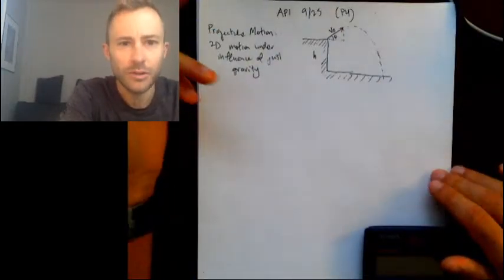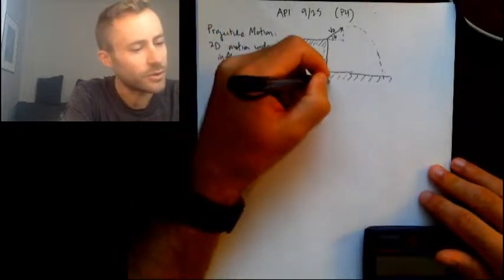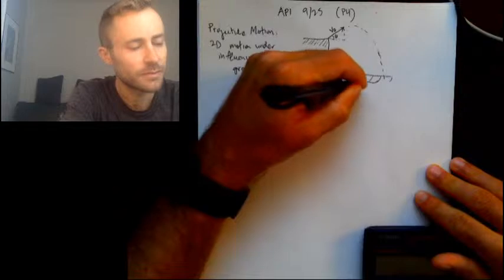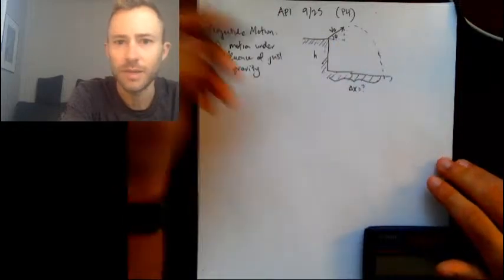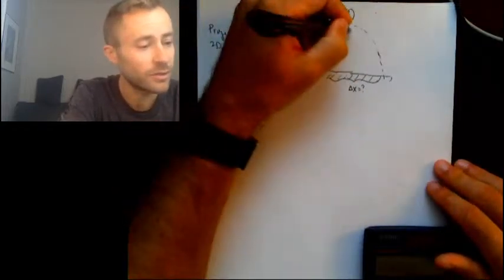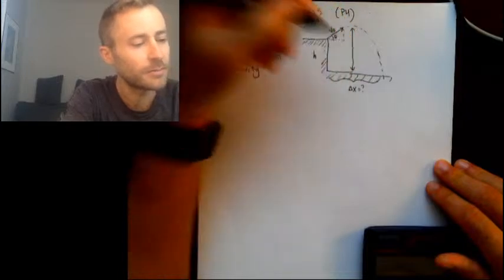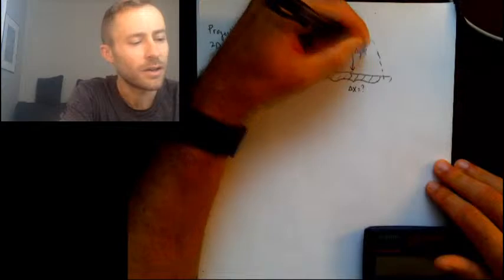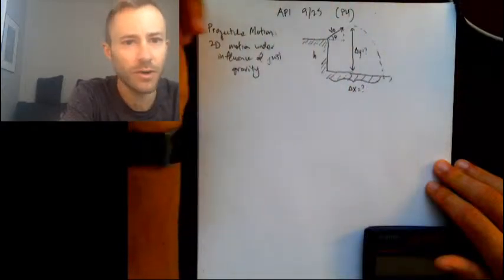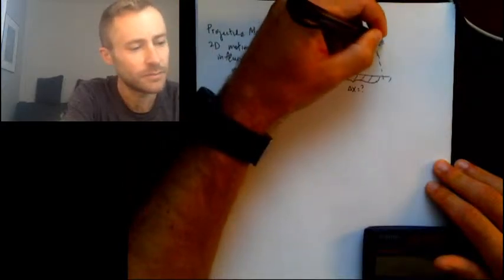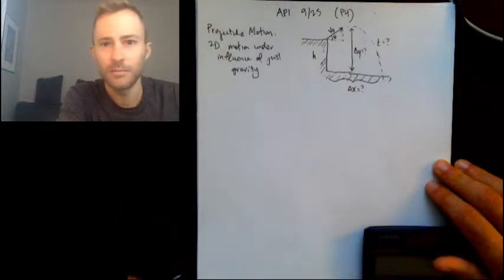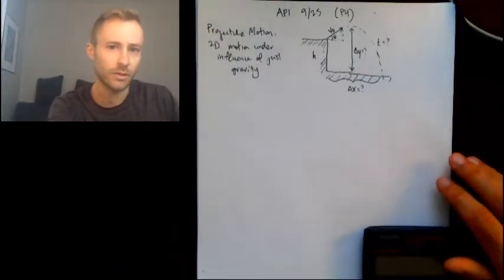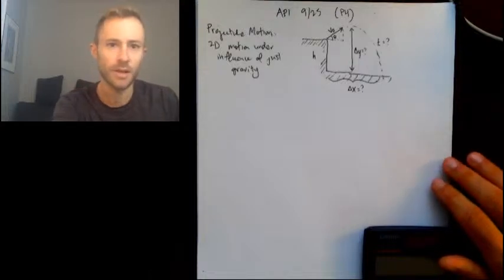So I could ask questions such as, how far does the projectile go horizontally? What is delta x? I could ask, how high does the projectile go? What is this distance right here? Delta y. I could ask, what is the time of flight? Things of that nature. These are the types of questions that we want to solve in projectile motion.